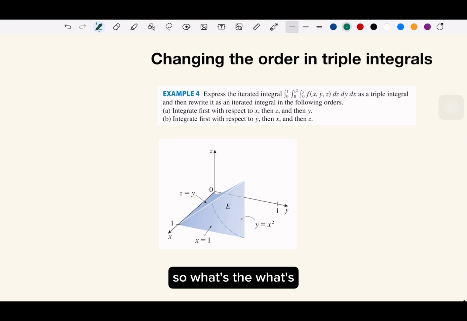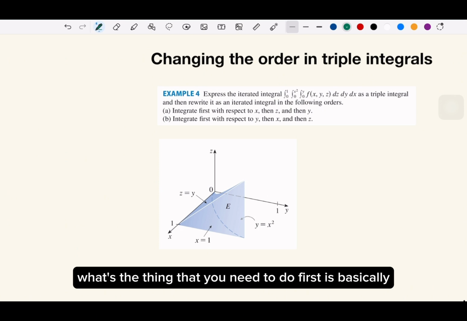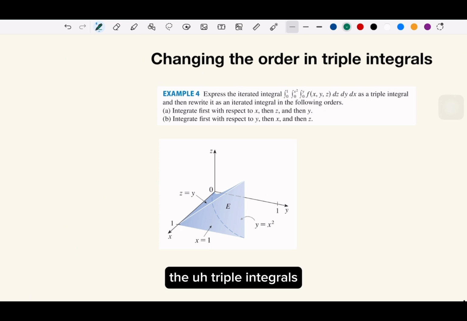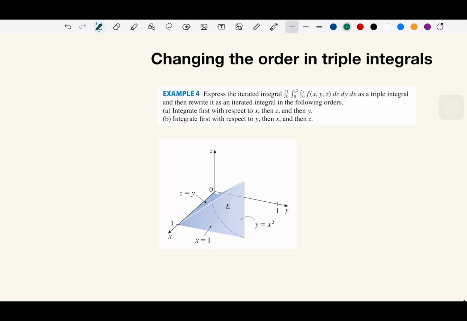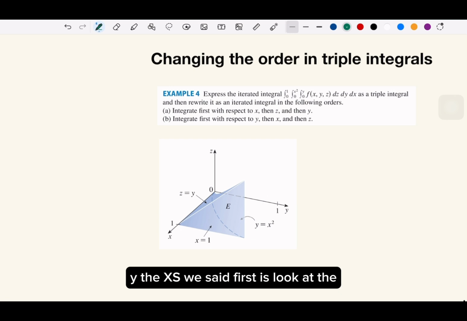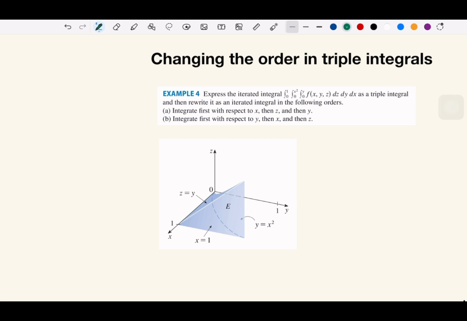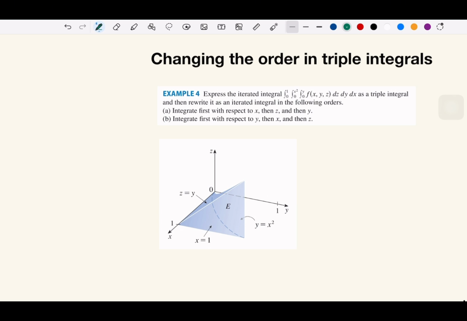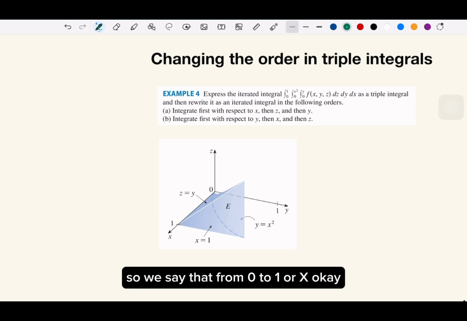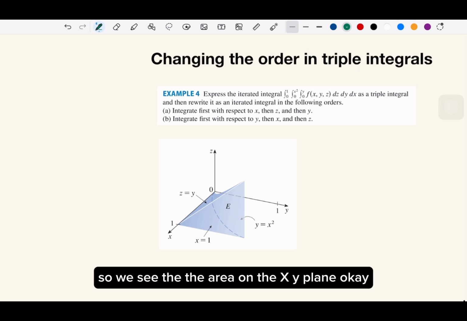So the first thing you need to do is, if you can, draw the triple integral, and I think we can draw it. And how to set the graph: we set the x, y, z axes. First, look at the first layer, or the outside layer, which is 0 to 1, which is the dx. So we say that x goes from 0 to 1. And then we see the dy, so we see the area on the xy plane.